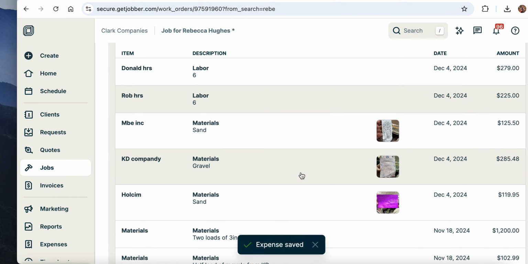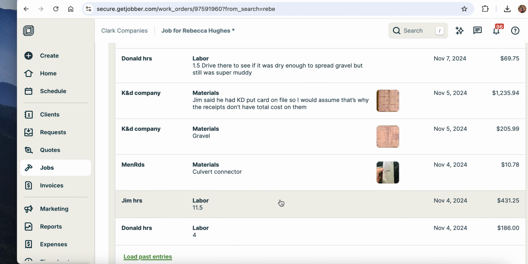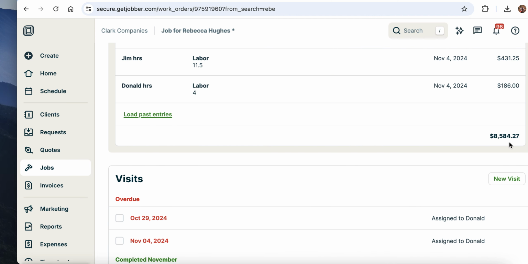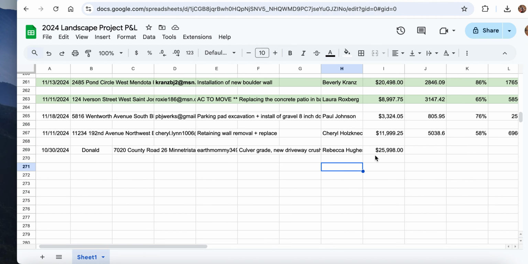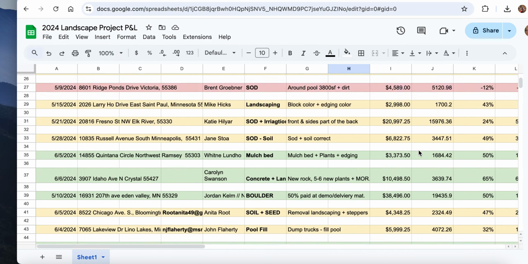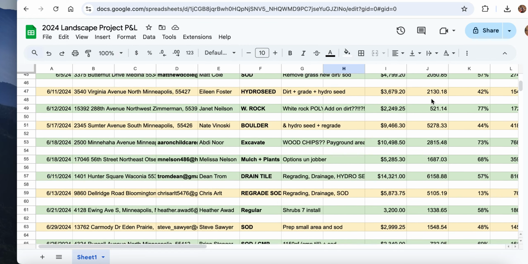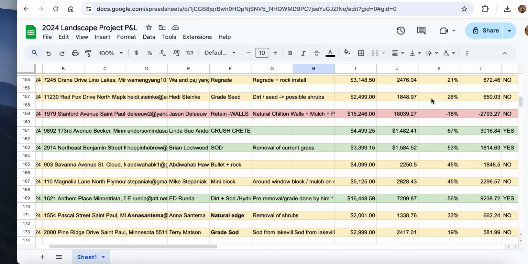Then what you're going to do is, after all the expenses look accurate and everything is in, go down and look at the total expenses on the bottom. You're going to take this number and go back to the P&L, the profit and loss sheet, and put that in under the expense section. So when you're looking at the profit and loss, this is the total job cost. And this category here says expenses. So labor, materials, that sort of thing.